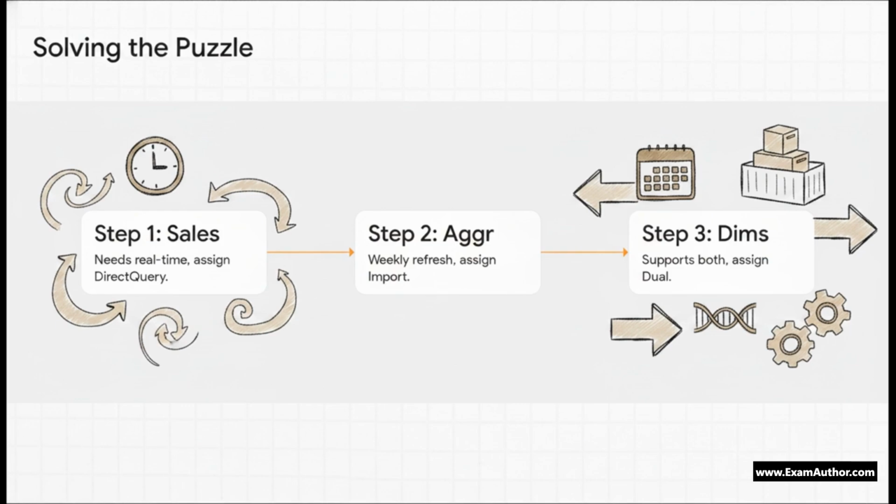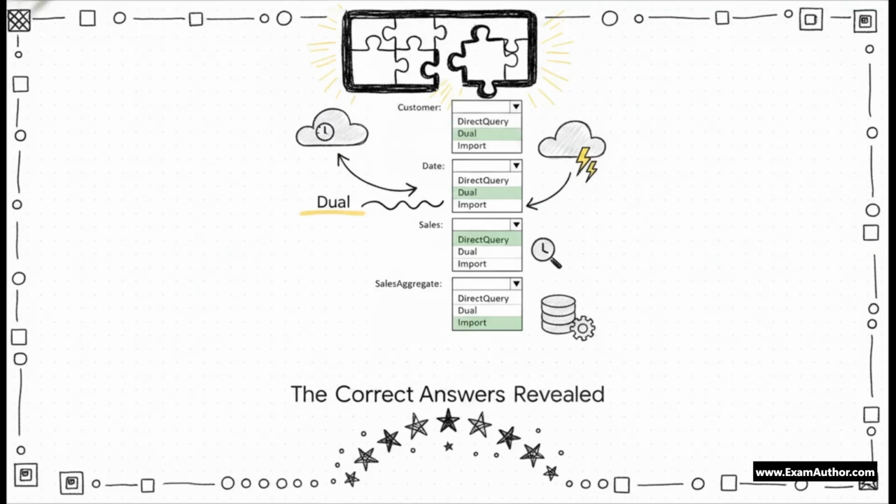The dimension tables, customer and date, are linked to both the direct query sales table and the import sales aggregate table. To keep things running smoothly for both sides without creating a massive bottleneck, those shared dimensions absolutely have to be set to dual. And there it is. The puzzle is totally solved. Sales is direct query, sales aggregate is import, and customer and date are dual.